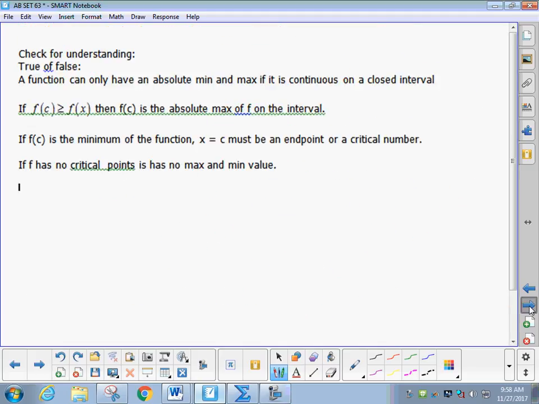All right. Let's check for understanding here. Shall we? Two true/false problems. Generally they are about 50% success the first time I put them on a test. Let's see if we can get above that. Is it true or false that a function can only have an absolute min and max if it's continuous on a closed interval?